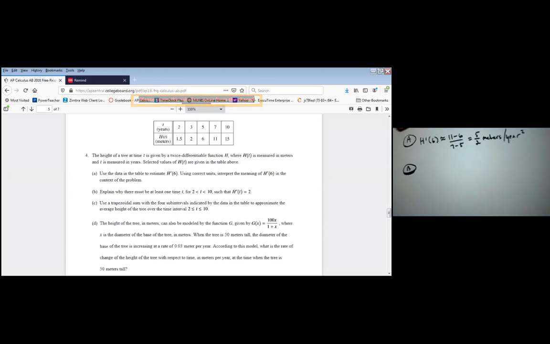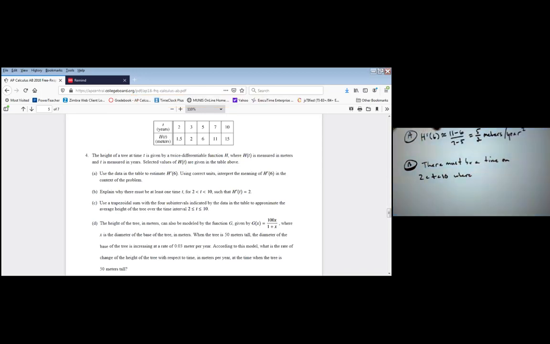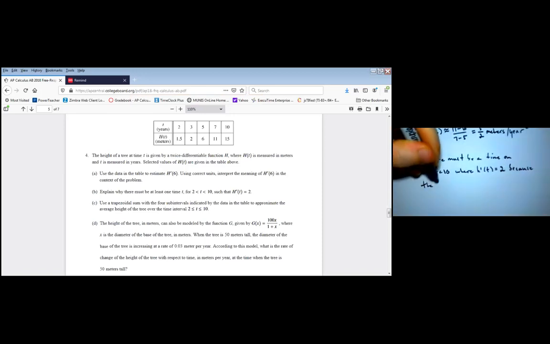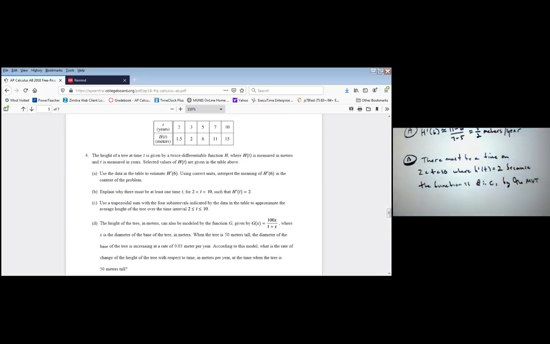Okay, so first off, the answer is yes. There must be a time t on 2 to 10 where, basically we're just rewriting the question, h prime of t is equal to 2. Because, what's our because? Because the function is differentiable and therefore continuous, by the Mean Value Theorem.